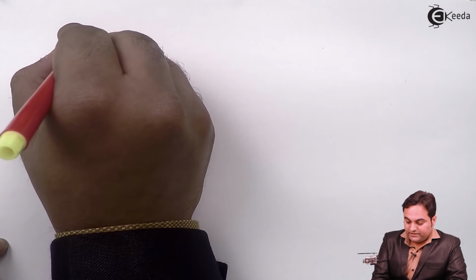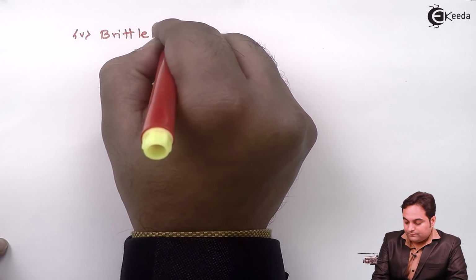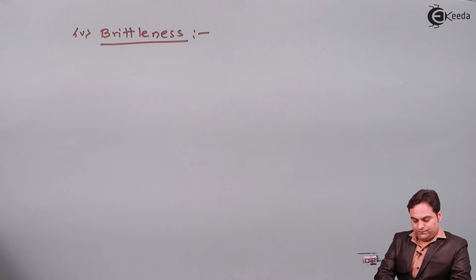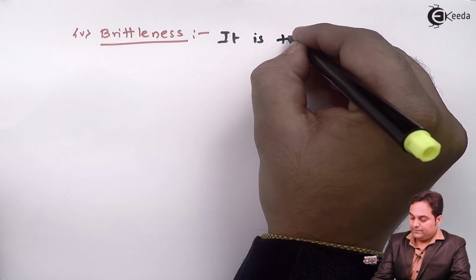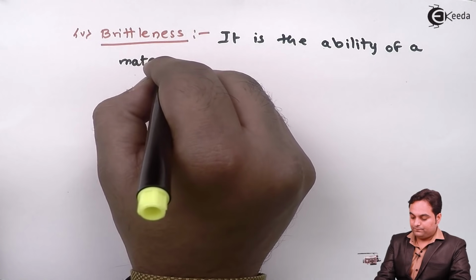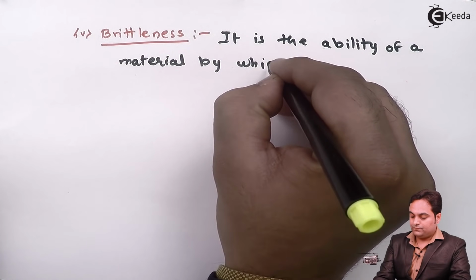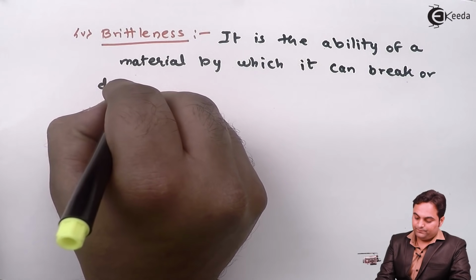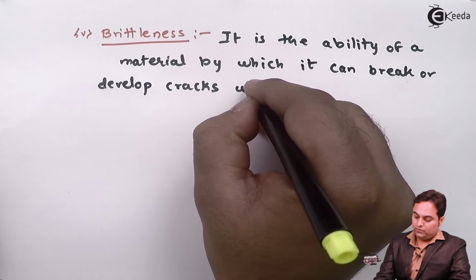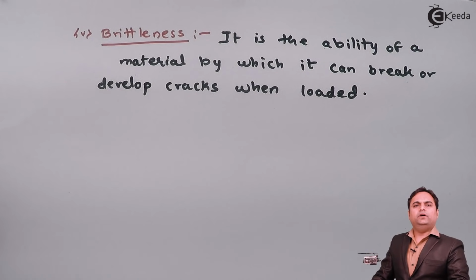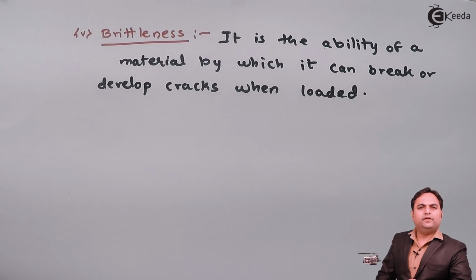Now after ductility, we have brittleness. Now brittleness, see, it is the ability of a material by which it can break or develop cracks when loaded. So brittle materials are those in which, when we apply the load, either they can break suddenly or cracks would develop in that material.